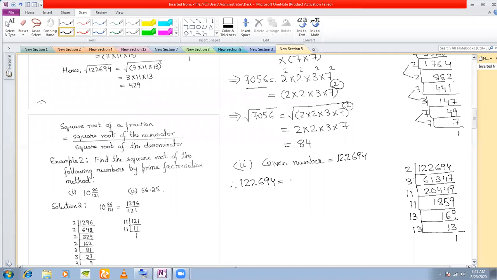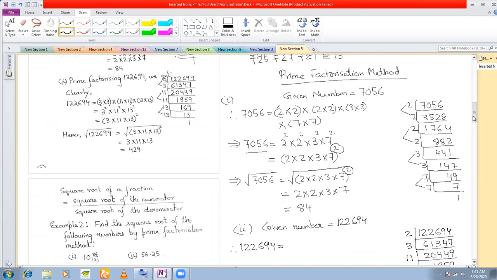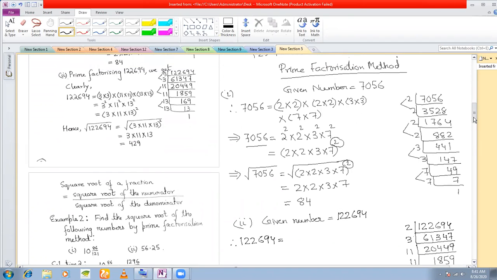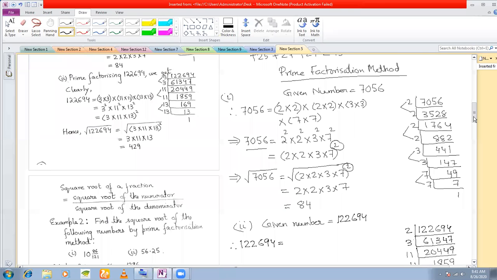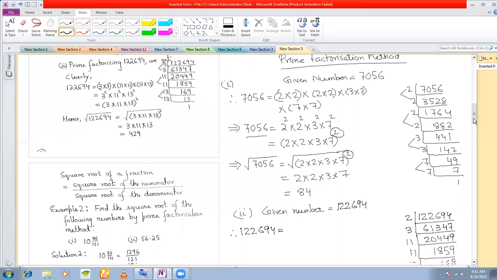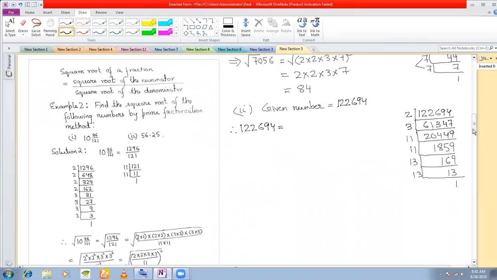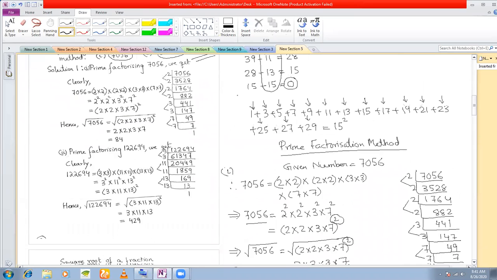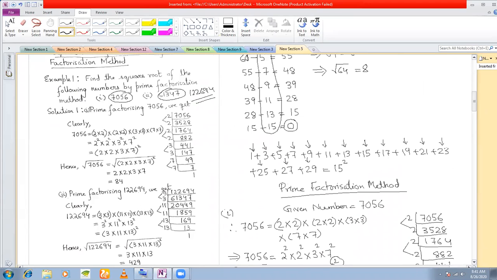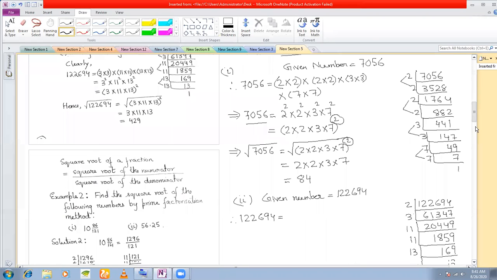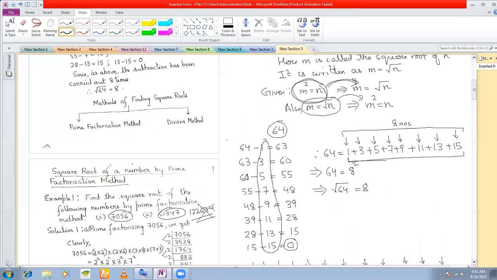So therefore 122694 has been expressed as... I think there is a mistake here. This number is wrong. So just cancel out this example. I will take another example. This number that I have taken is itself wrong. Let us take the example that we have done in our assignment.